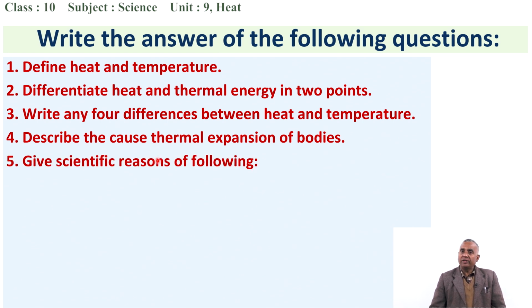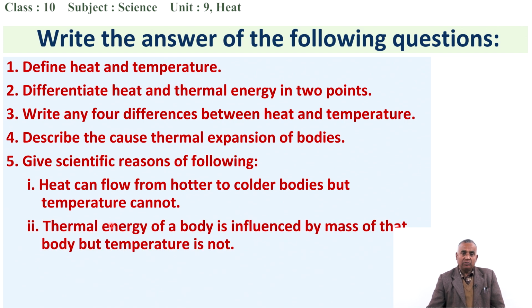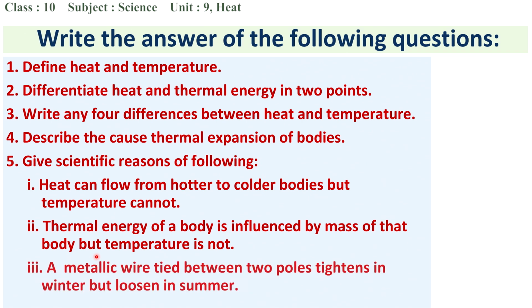Next one, give scientific reasons of following. What are they? First one, heat can flow from hotter to colder bodies, but temperature cannot. Next one, thermal energy of a body is influenced by mass of the body, but temperature is not. Next one, a metallic wire tied between 2 poles tightens in winter but loosens in summer. Relate it with your activity.